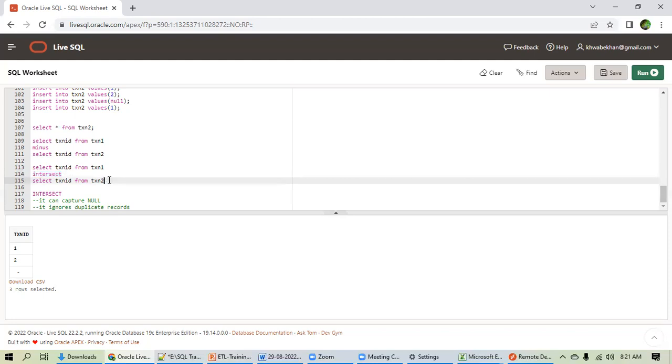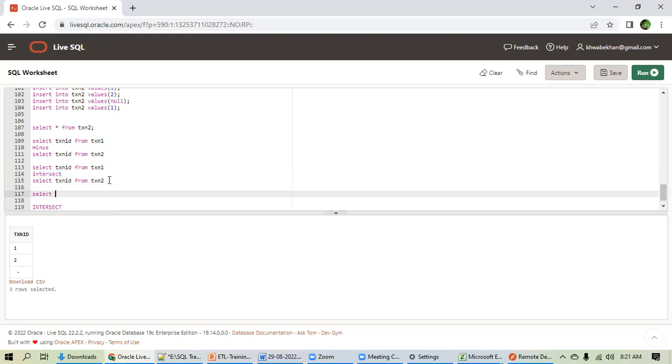And you all know the answer. Equal to? Very good. In operator. Select transaction ID from transaction 1 where transaction ID in, select transaction ID from transaction 2. Okay. So this is the use of in. It will give you the values which are present in both the tables: 1, 1, 2. So what did you understand from this in operator?